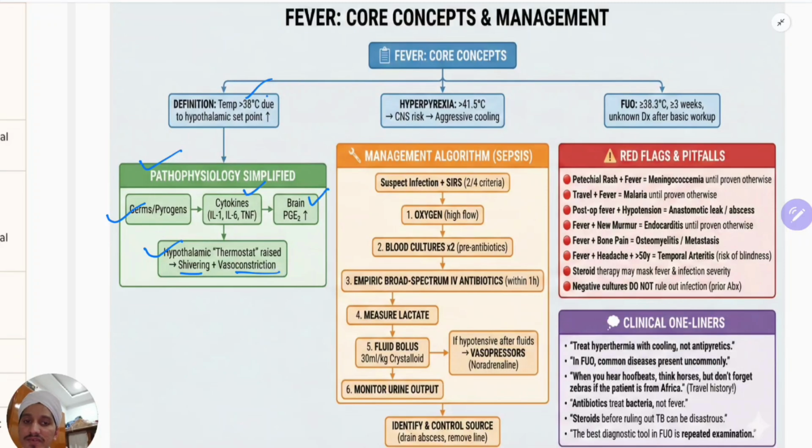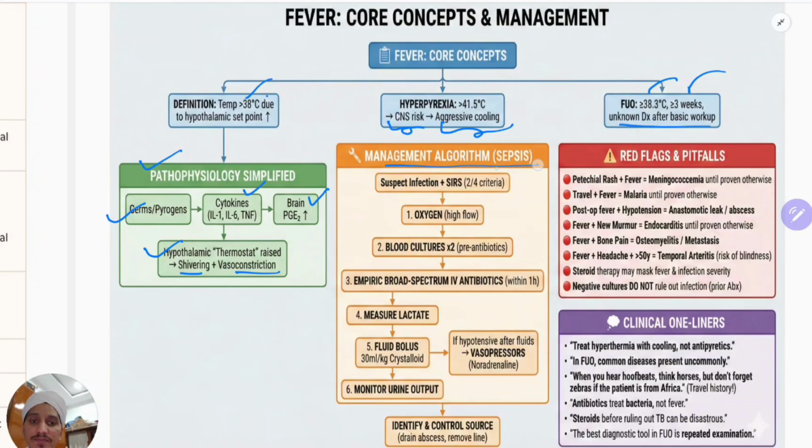Shivering and vasoconstriction will be there. And if the patient has a very high grade fever, meaning more than 41.5 degrees Celsius, it is not fever, it is hyperpyrexia, there is risk of CNS damage. So aggressive cooling is required. Now, if the fever is more than 38.3 degrees Celsius and more than 3 weeks have gone and the diagnosis is unknown, then it is known as fever of unknown origin.